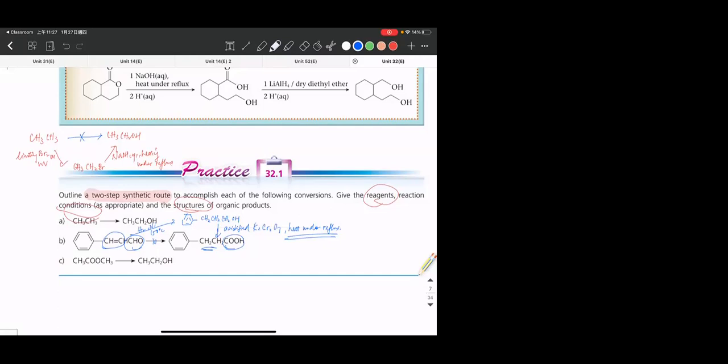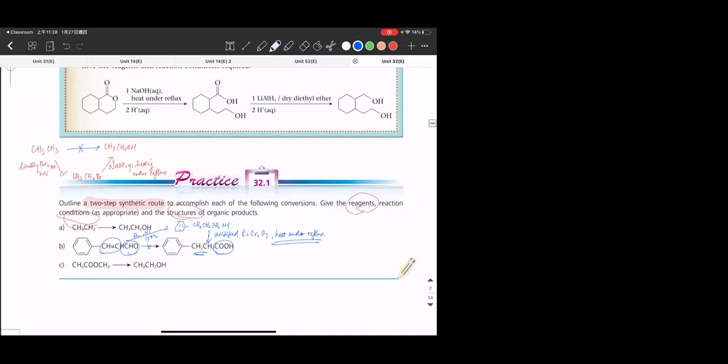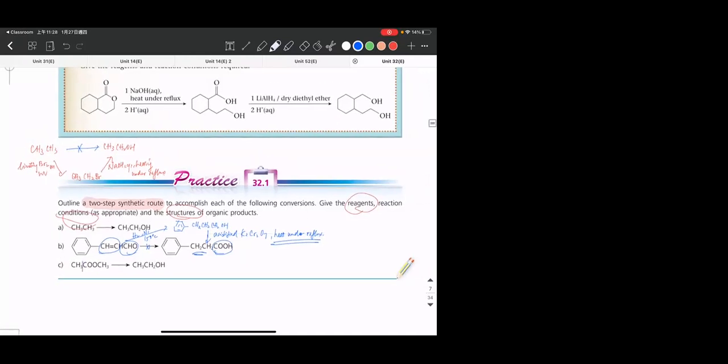How about the last one? Now, first of all, spot for me the, wow, what a strange one, isn't it, Mr. Chin? You take a look, it's not just the difference in the functional group, but also the number of carbon. Okay, do you realize? 1, 2, 3. 1, 2. But wait a minute. How can I chop that carbon? Don't worry, because you have got the structure.